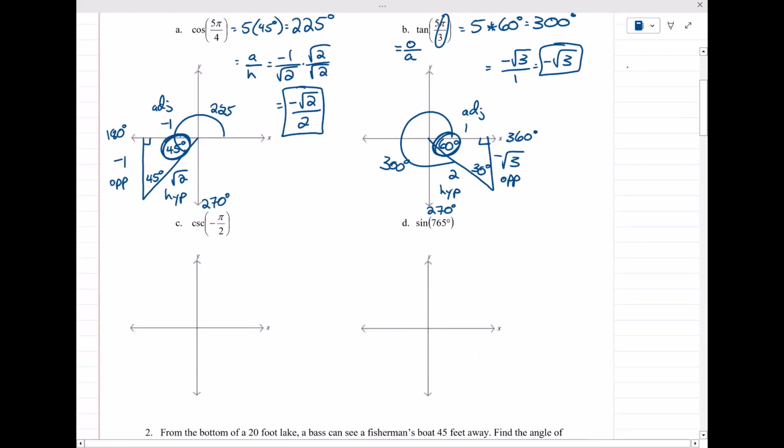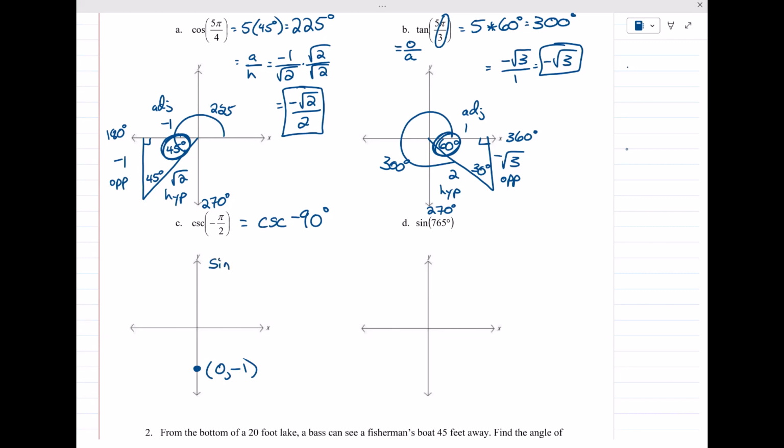For letter C, we have pi divided by 2. What did we say pi was? 180, right? 180 divided by 2 is, so this would be really the cosecant of negative 90 degrees, which is right here. Negative 90 degrees happens to be a quadrantal angle, which, remember, these are all 1 unit from the origin. So this would just be 0, negative 1.